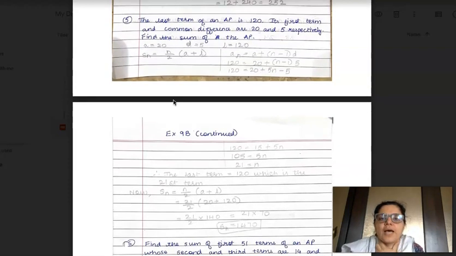Fifth sum, the last term is given and the first term and the common difference are given. You have to find the sum. Okay, so since my last term is given, I'm going to find the n for my last term using this formula. I think once you do the first 3-4 sums, you'll pretty much get a hang of it yourself and you won't even need to see my solutions. I'm very sure all of you are very smart.